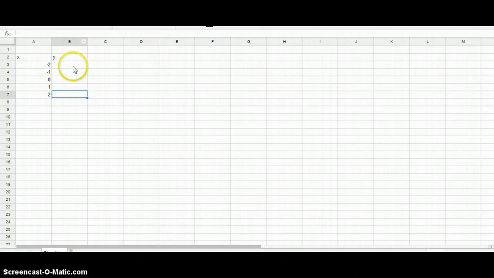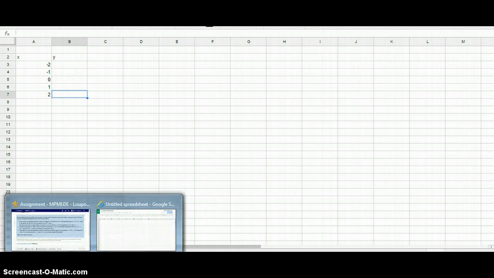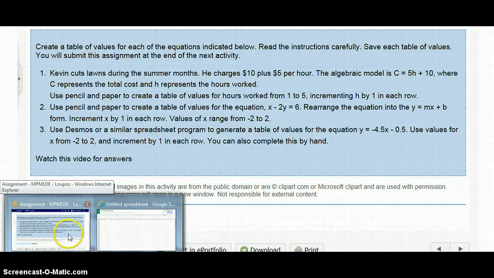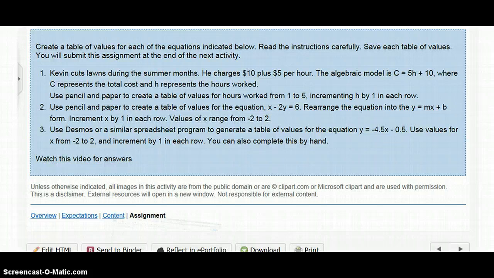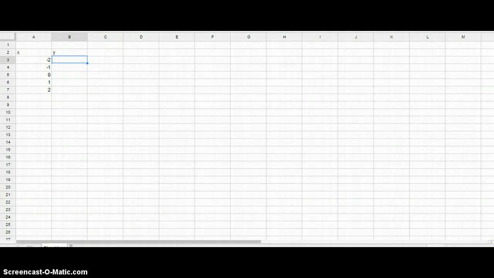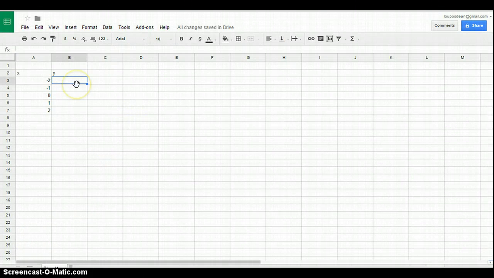I need y values here, and the equation was, let me just make sure before I do this, -4.5x minus 0.5. I'm just going to stretch this for you guys. Okay, I pulled that up so you can see it. So I want -4.5x minus 0.5. But instead of using x, you're going to use the star symbol for times. It's above the shift 8. And then I don't want x, I want whatever's in this column. So let me start this again.